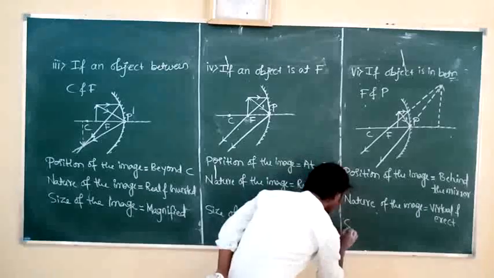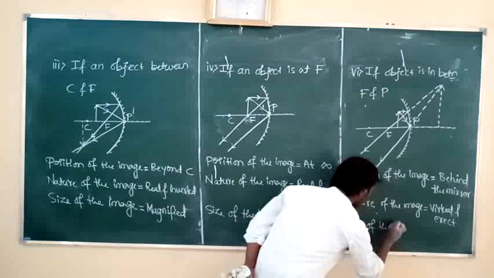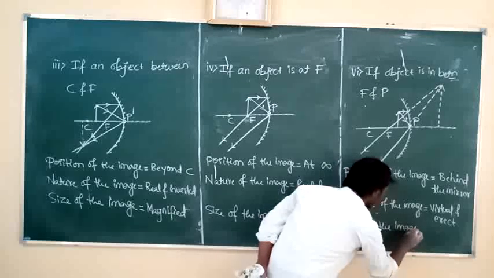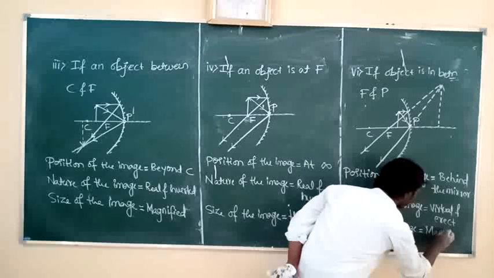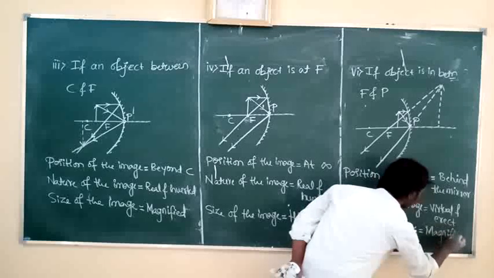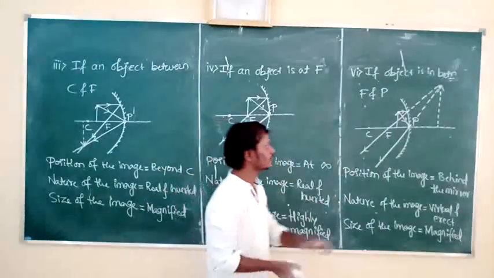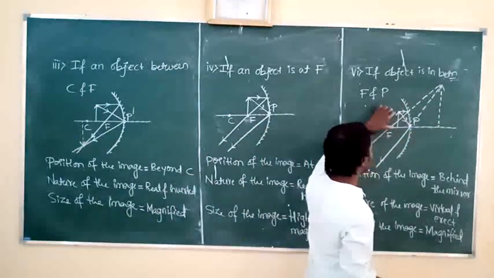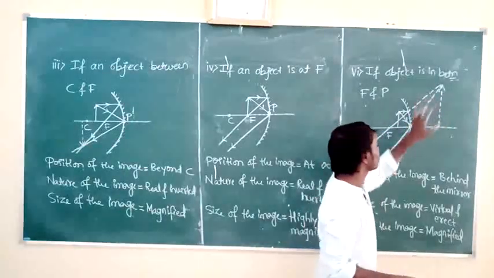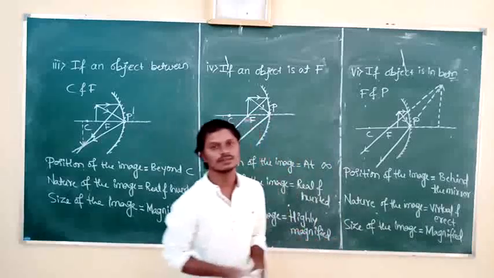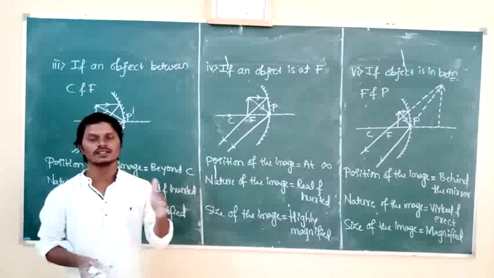Then next, size of the image, that is magnified. See, compared to the size of the object, the size of the image is more. That is why the image is said to be magnified. So these 6 cases are the formation of image by a concave mirror.